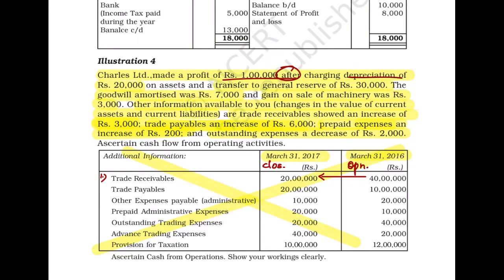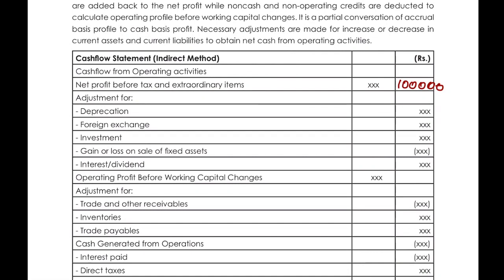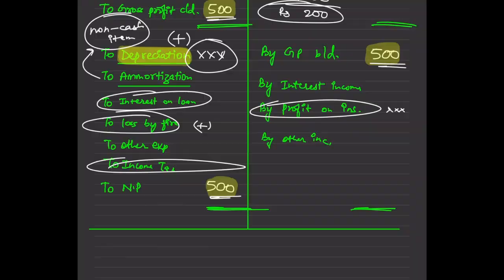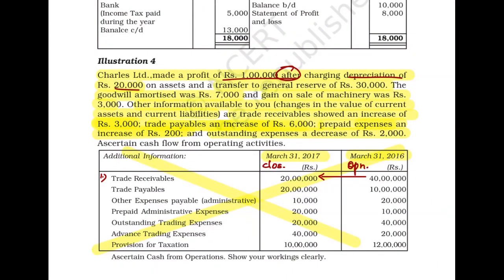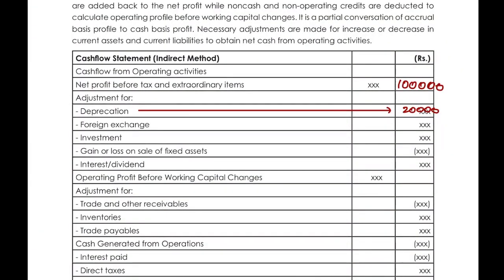But it is after charging depreciation of 20,000. So depreciation is charged. We will add it back. The depreciation is how much? It is 20,000. So this is being added back. Then we have transfer to general reserve. So there is some amount which has been transferred to a general reserve. That was also your profit. So you will add back that profit of 30,000, transfer to reserves. That is 30,000.